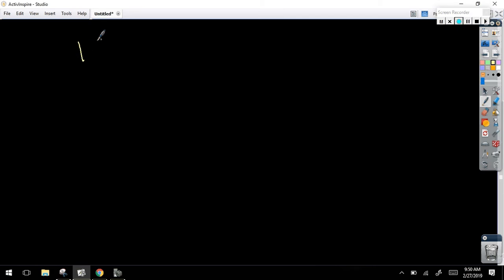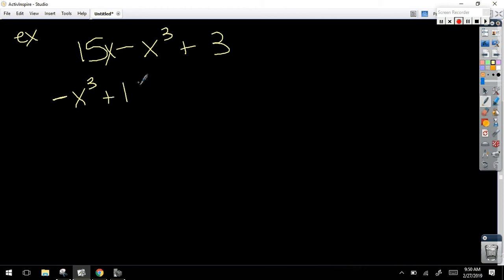Let me give you an example. Let's say I have 15x minus x to the third plus 3. First thing I want you to do is write it in standard form. Standard form means biggest exponent first, and then they decrease from there. So what starts? This is the biggest exponent, right? So it's negative x to the third, then 15x, and then 3.